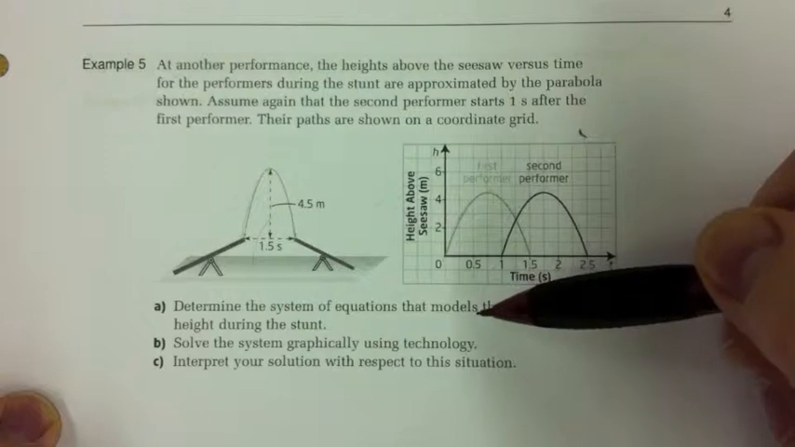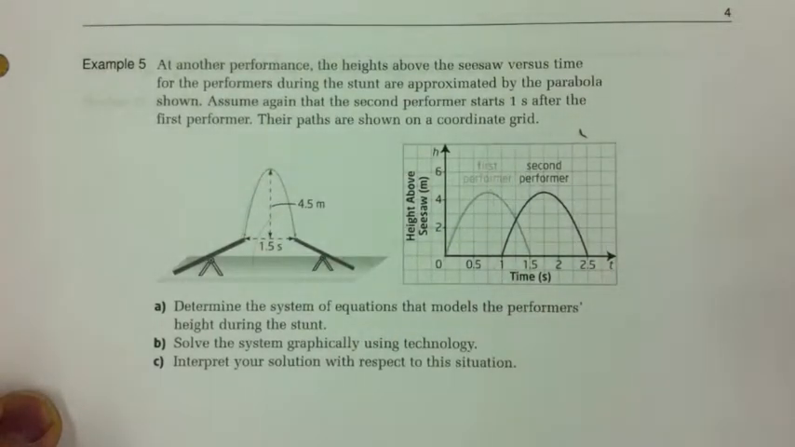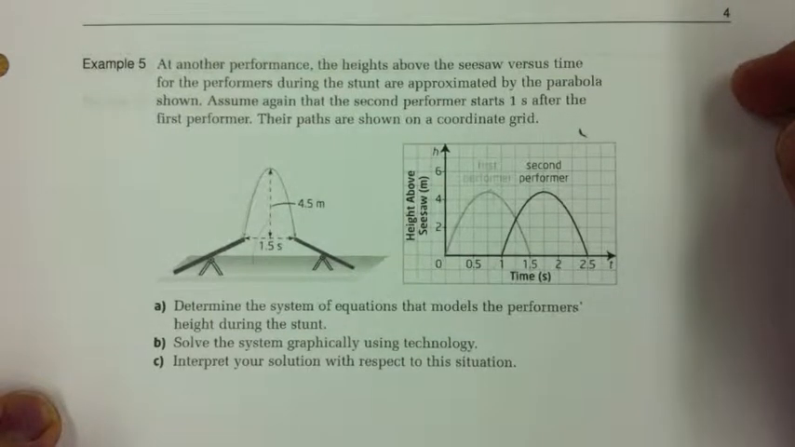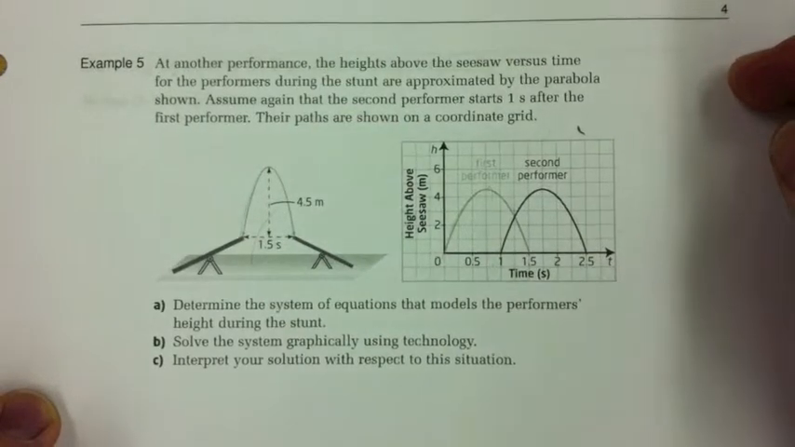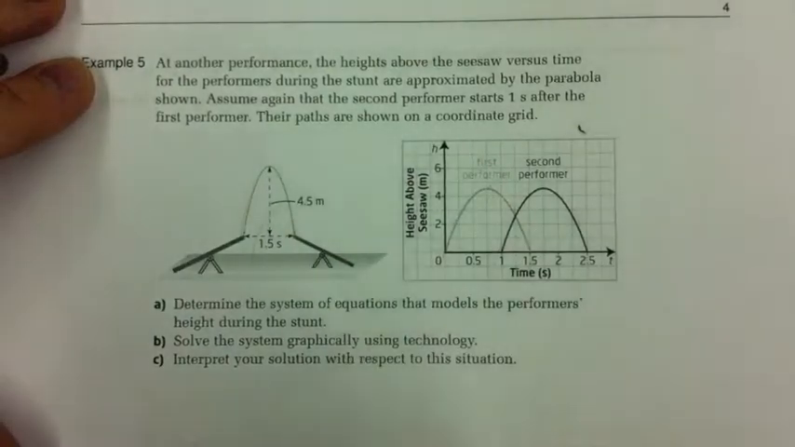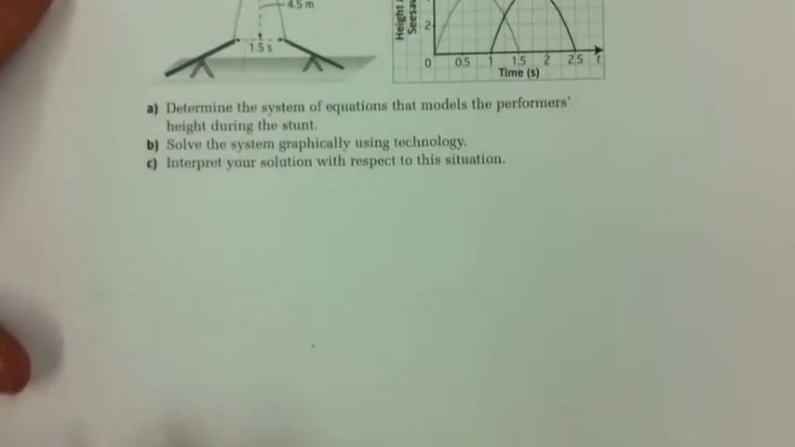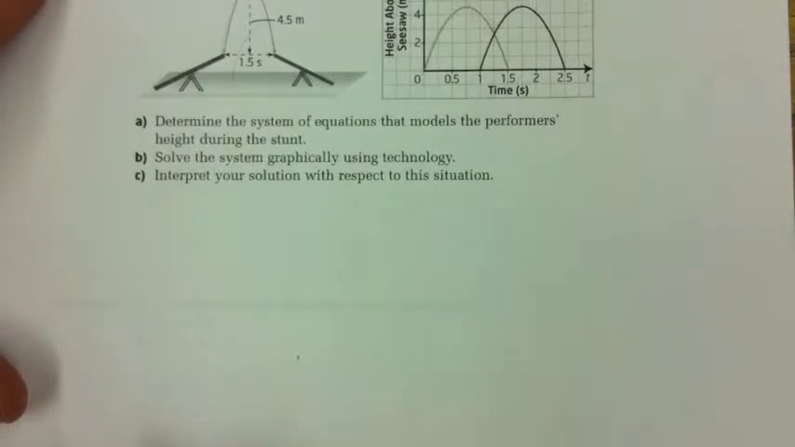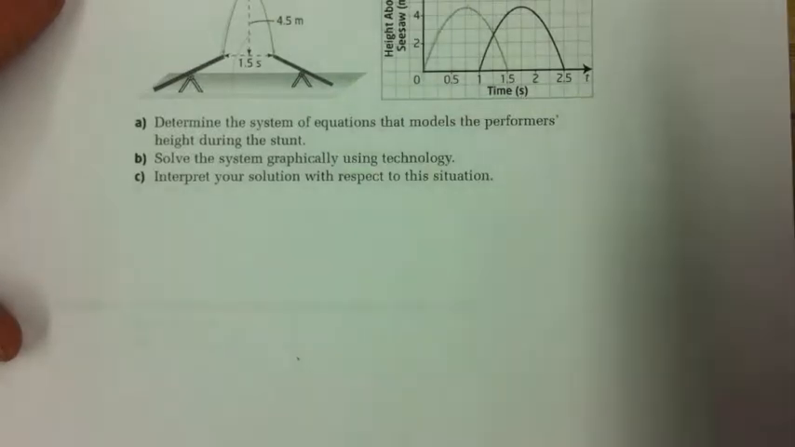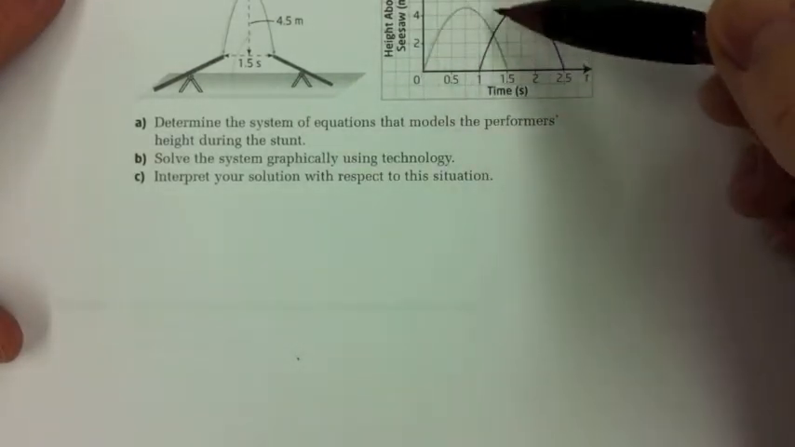The question asks us, A, to determine the system of equations that model the performers' height during the stunt. B, solve the system graphically using technology. And C, interpret your solution with respect to this situation. So to determine the system of equations that model the performers' height during the stunt, we're going to have to figure out the equations of these two parabolas.